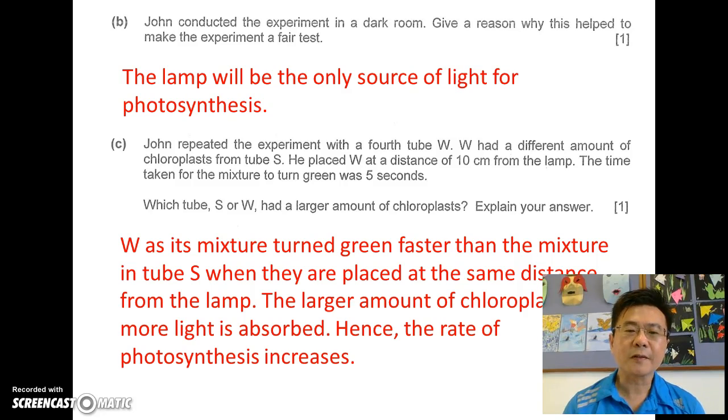This is because when they are placed at the same distance from the lamp, the larger the amount of chloroplast, the more light is absorbed. Hence, the rate of photosynthesis increases.